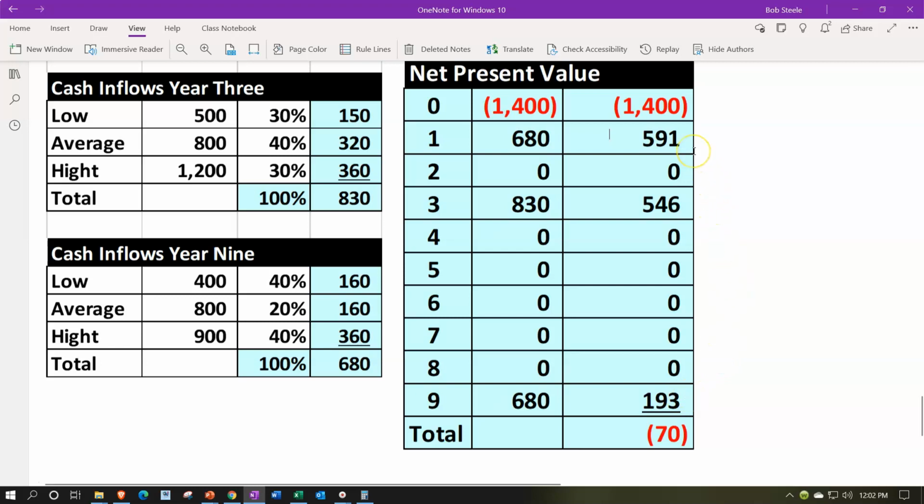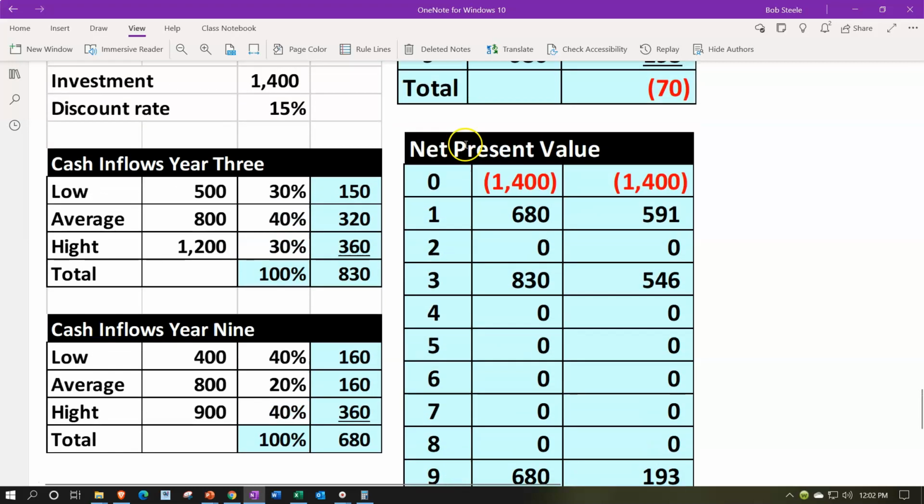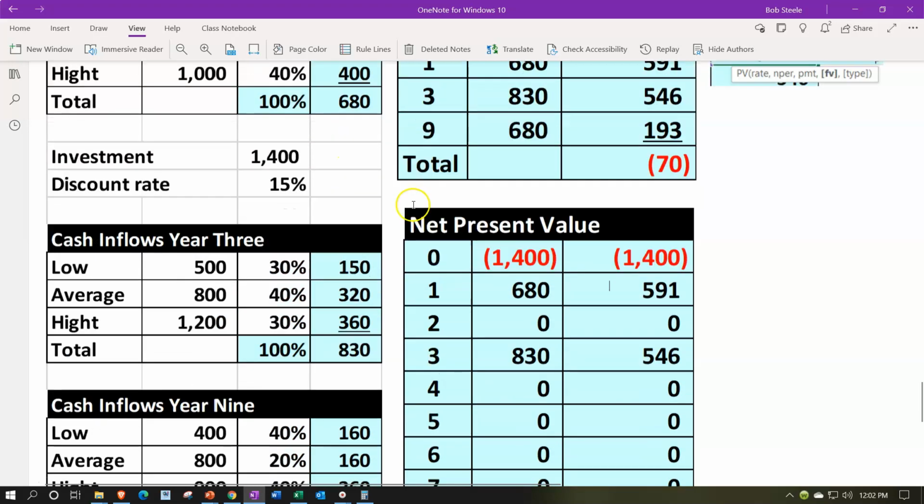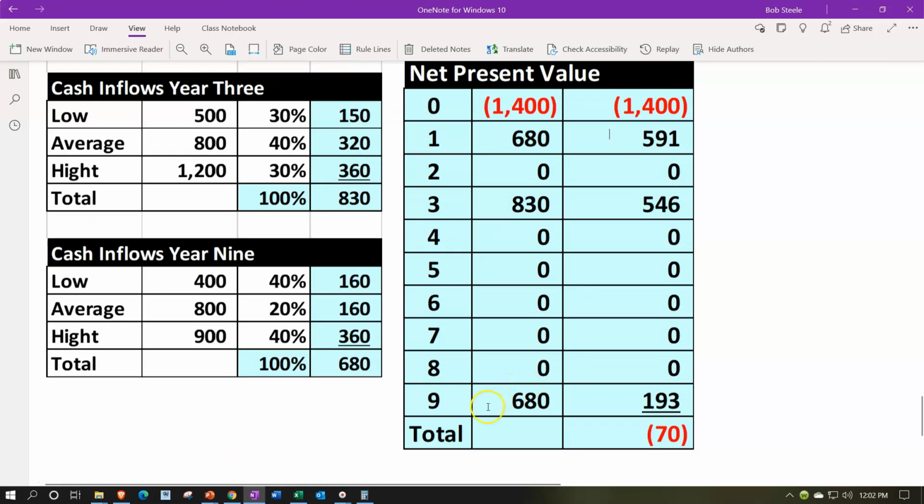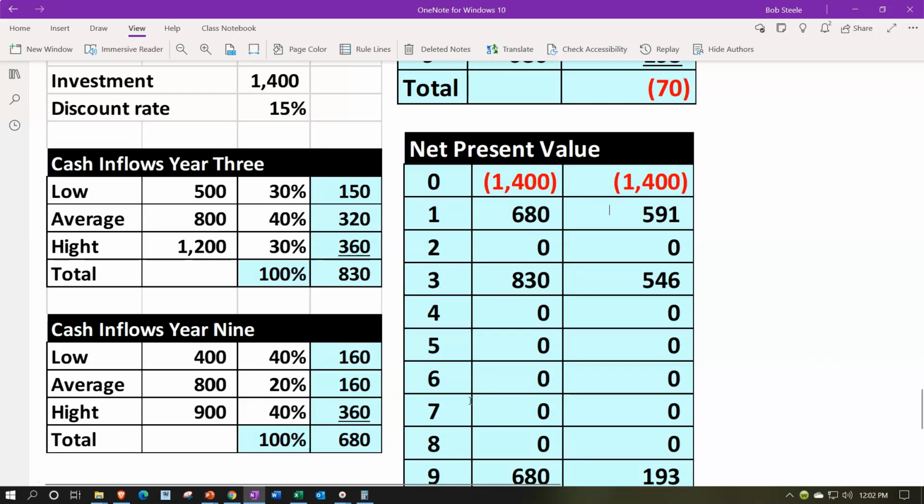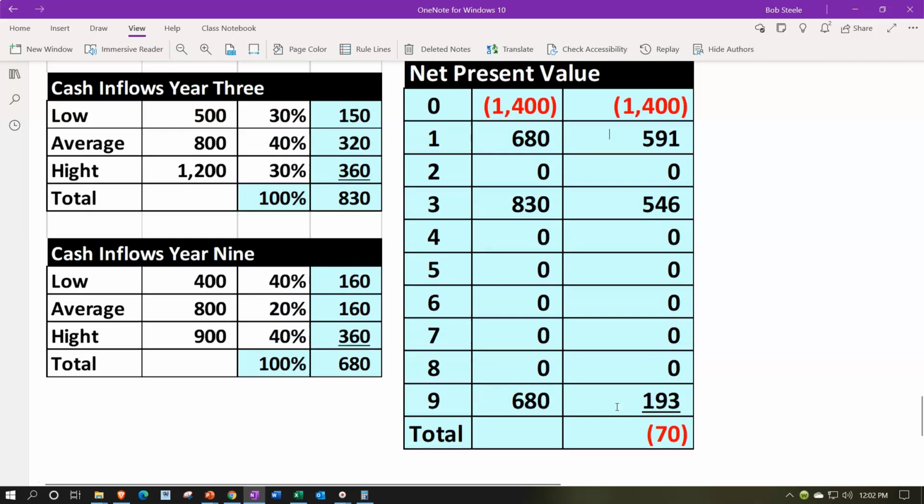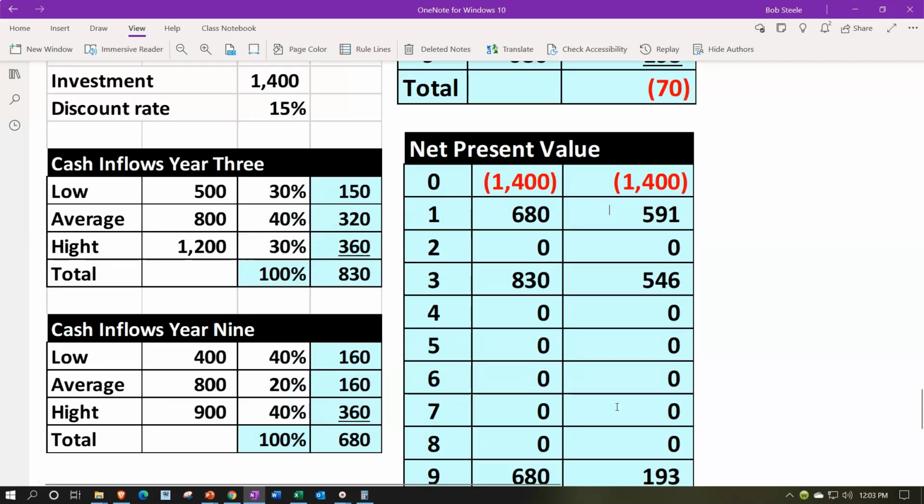Same result though. We got 1 year out. We discount the 680 back 1 year at the 15% to get the 591. The one for 3 years out was the 830. We're going to discount it back for 3 years at the 15% to get the 546, and the 680 at 9 years back, we calculate 9 years back at the 15% for the 193 to total up to that 70 negative, once again below 0, therefore not clearing the 15% rate. And so we may not take on the project in that case.